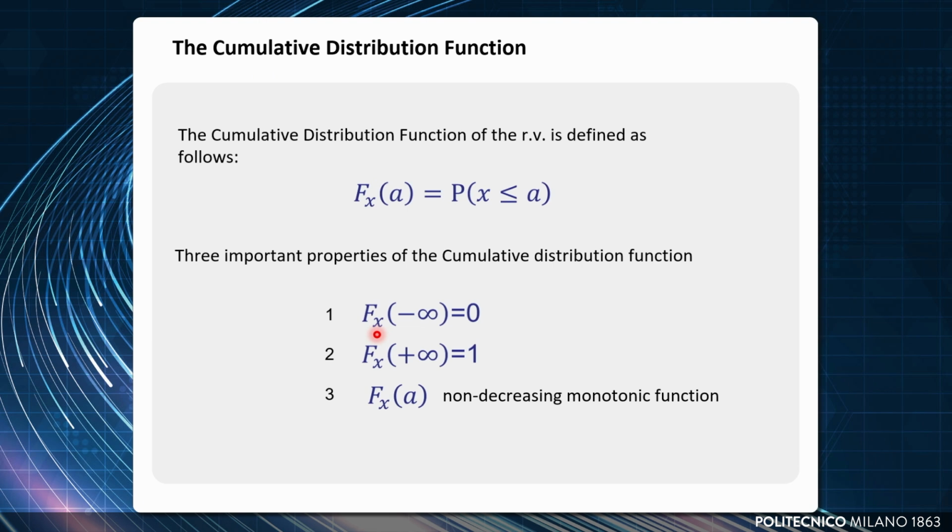First of all, the cumulative distribution computed in -infinity is 0. And this is obvious if you look at the definition, because the probability that x, the random variable, is less than -infinity is actually 0, impossible. The same for the opposite, plus infinity. The probability that the random variable is less than plus infinity is 1, because it is always the case. And as a matter of fact, the cumulative distribution function is a non-decreasing monotonic function.